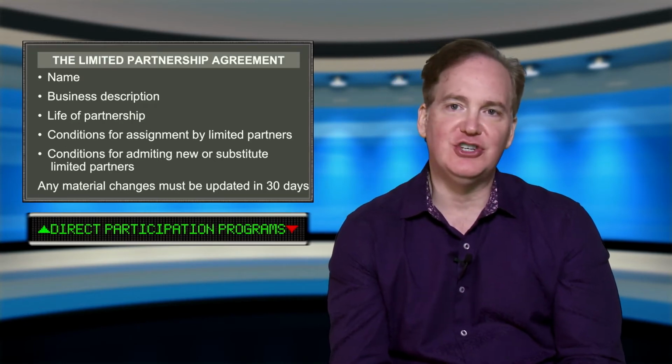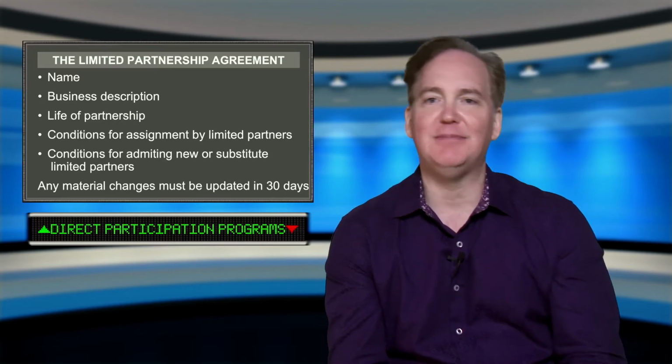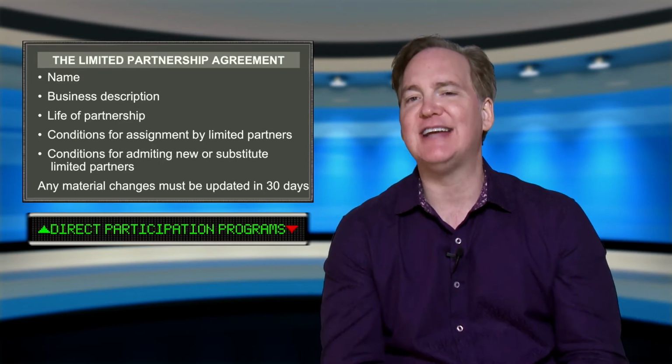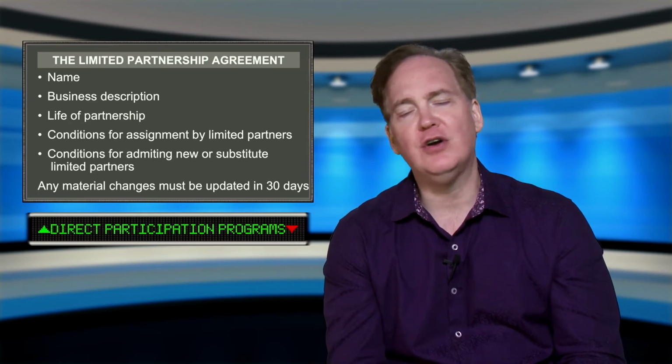If there is a material change to any of the information in the partnership agreement, it must be updated within 30 days. So the partnership agreement spells out the organizational objectives of the partnership.